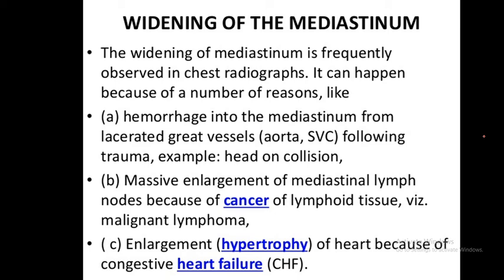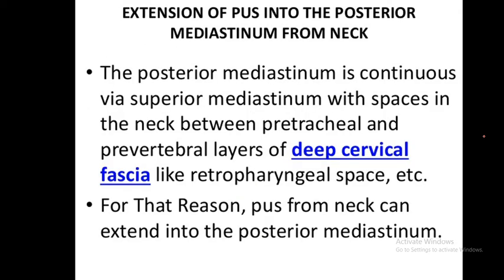Then enlargement of the heart because of some congestive heart failure, that is called hypertrophy of the heart, will also result in the widening of the mediastinal cavity. Then coming to the extension of pus into the posterior mediastinum from the neck. Now the posterior mediastinum is continuous with the superior mediastinum and with a space in the neck between the pretracheal and the prevertebral layers of the deep fascia, like the retropharyngeal space. For that reason, pus from the neck can extend into the posterior mediastinum.